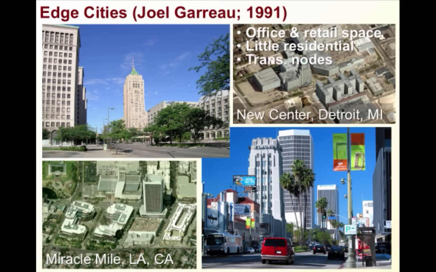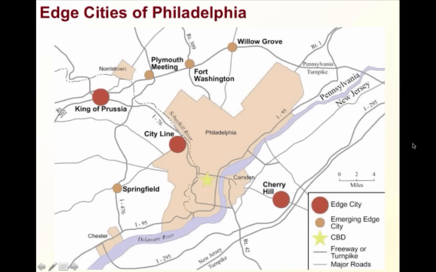Often they'd be located near transportation nodes, like beltways or airports. And finally, he said that they would not have been cities around the 1960s. This is a relatively new development. You can see a couple examples like Miracle Mile in Los Angeles or New Center in Detroit. And this is just another map to look at, not again to memorize. You can see it shows edge cities of Philadelphia and actually even across the Delaware River into New Jersey.